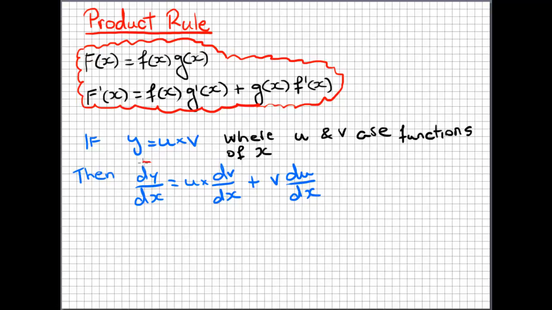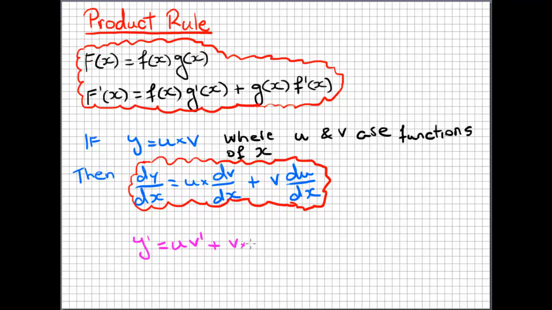So this is exactly the same as we did in the one with f of x. It's just a different manner of writing things down. Also, we can write this as y dash equals u times v dash plus v times u dash. Alright, let's do an example where we can demonstrate this.